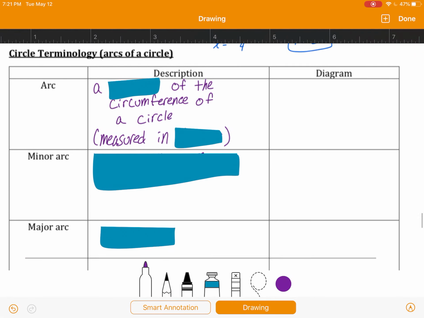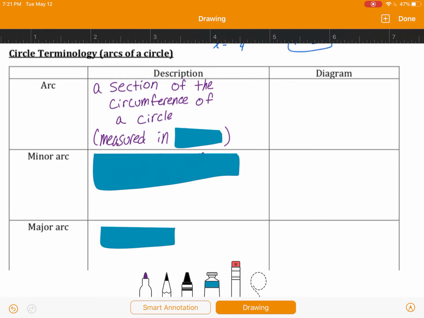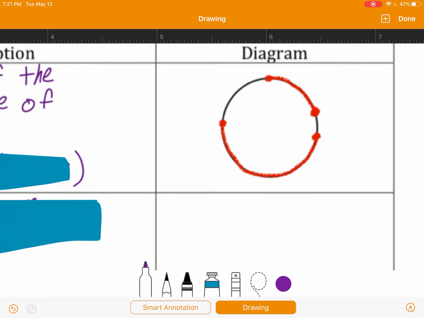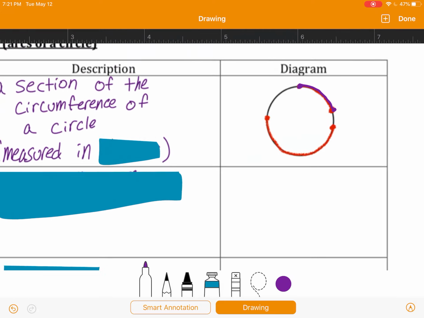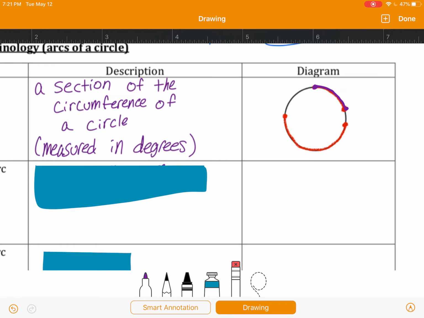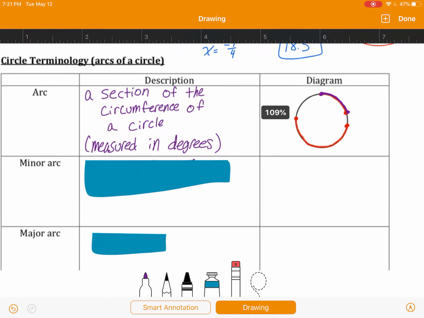Some more vocab words. An arc is a section of the circumference of a circle. So you can have arcs of all different sizes, but what they do is they just connect 2 points on the circle. So I have 2 points here, and if I connect them, that is an arc. And we're going to measure that in degrees. So when we talk about arcs, we're going to measure them in degrees for this section.